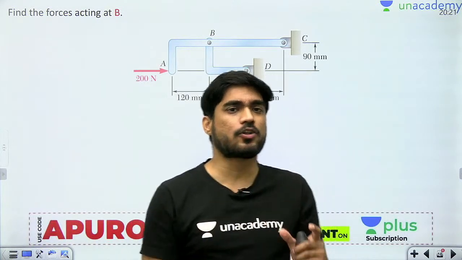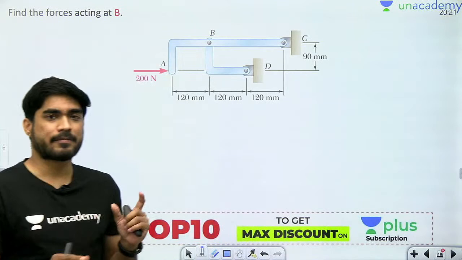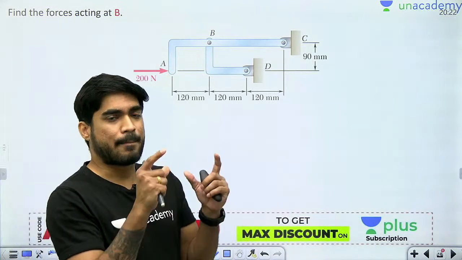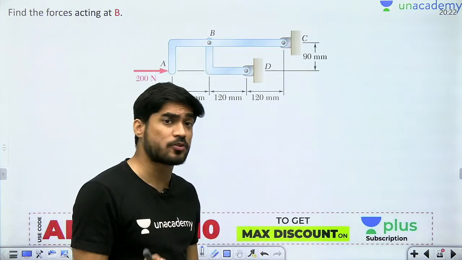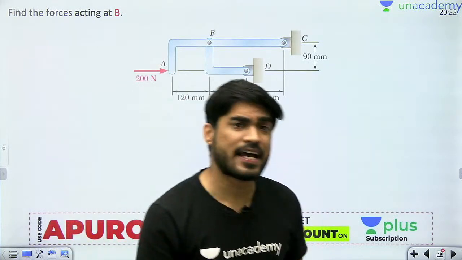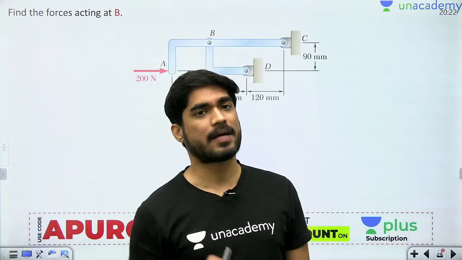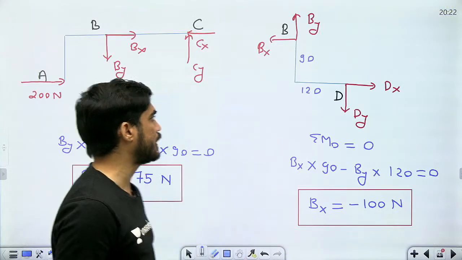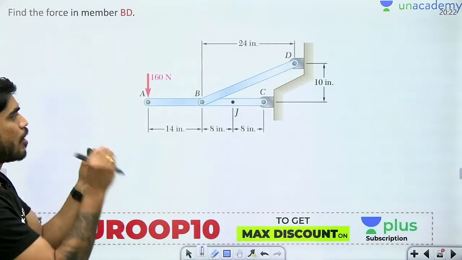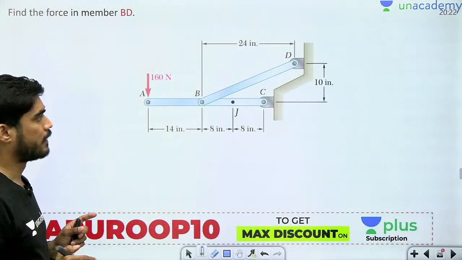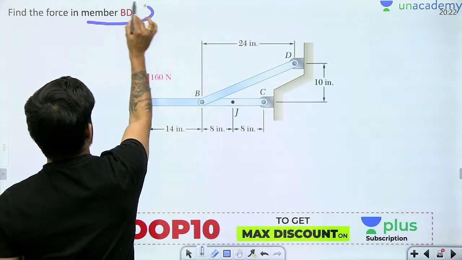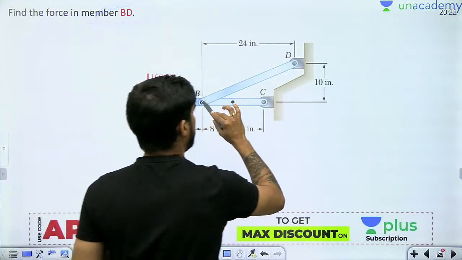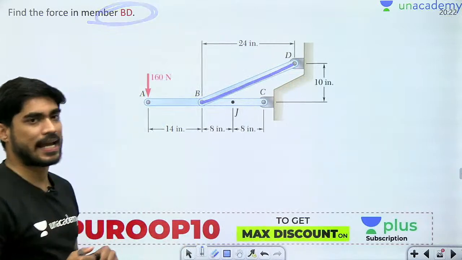So do you want to solve a problem where a member might be a 2 force member? Do you want to see the condition where you might get a 2 force member? Yes, everyone wants that, right? So let's solve this problem. In this problem, we need to find the force in member BD. BD member में force निकालना है.